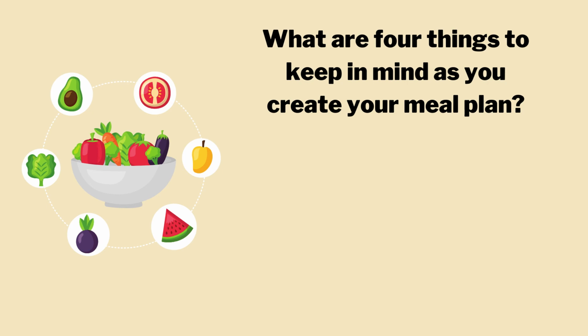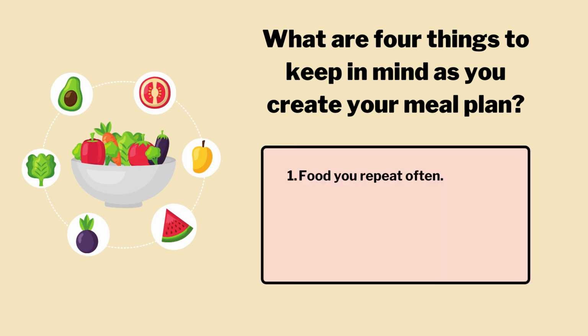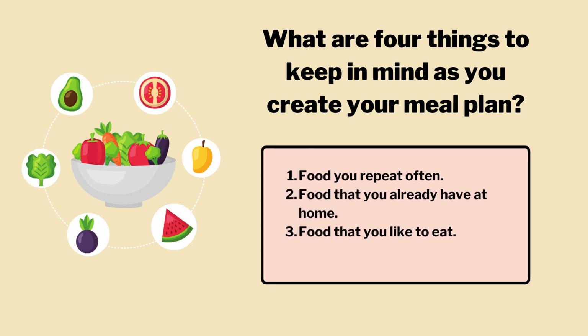Can you tell me which 4 things you should keep in mind when you start planning your meals? Number 1, food you repeat often. Number 2, food you already have at home. Number 3, food that you like to eat. And number 4, food that is versatile. Keep things simple by using what you already have available to create healthy meals that you enjoy.